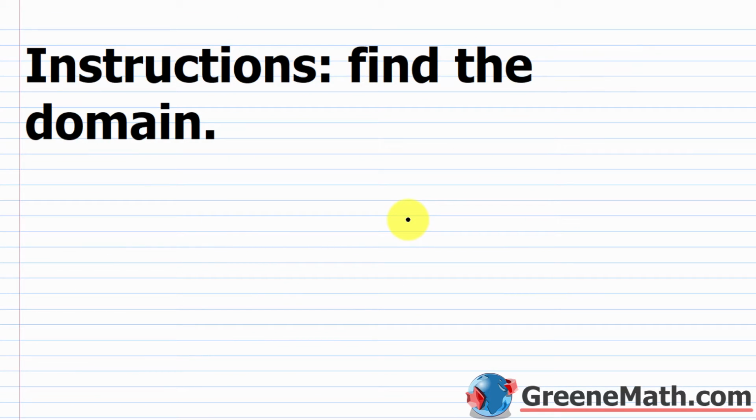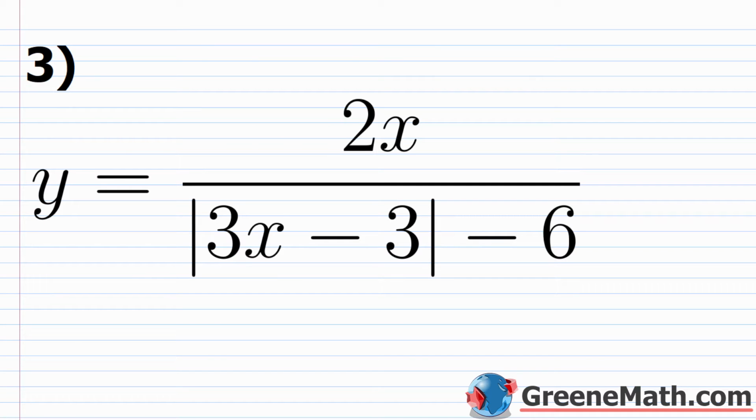All right, for the next few problems, the instructions are going to change. So now we just want to find the domain. We don't need to find the range for these examples. For problem 3, we are given that y is equal to 2x over the absolute value of 3x minus 3, and then minus 6.